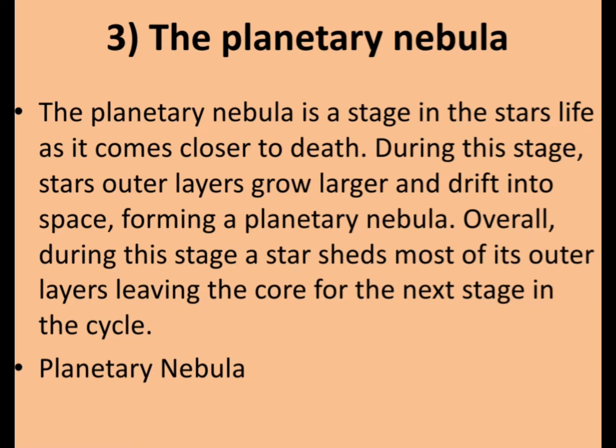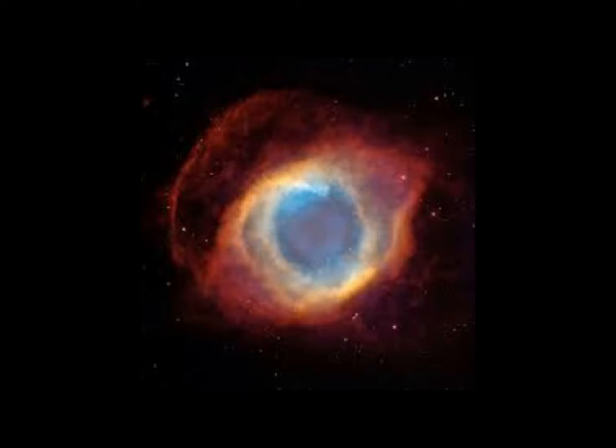The planetary nebula is a stage in the star's life as it comes closer to death. During this stage, a star's outer layers grow larger and drift into space, forming a planetary nebula. Overall, during this stage, a star sheds most of its outer layers, leaving the core for the next stage in the cycle. And this is a star in a planetary nebula stage.